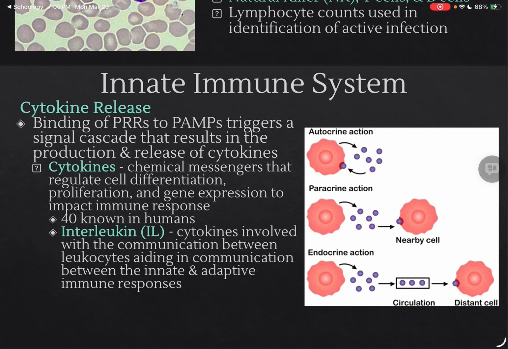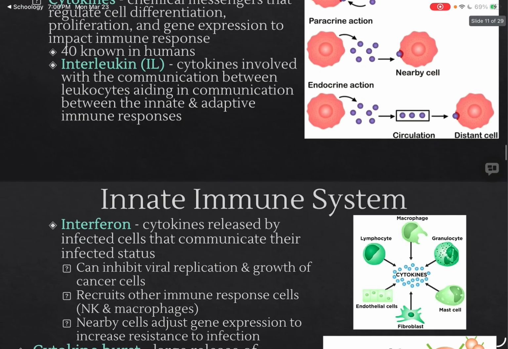Our cytokine release, they are binding of the PRRs and the PAMPs, and it triggers a signal cascade that results in the production and release of cytokines. The cytokines are a chemical messenger that regulate the cell differentiation and proliferation, and the gene expression that impact the immune responses. There are 40 different kinds known in humans. And then our interleukins, our ILs, are cytokines that are involved with the communication between the leukocytes, aiding in the communication between the innate and adaptive immune responses.